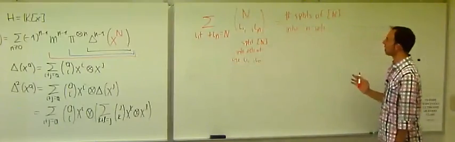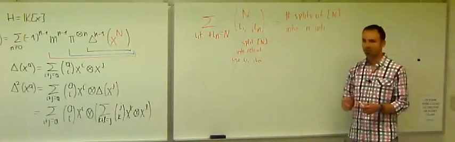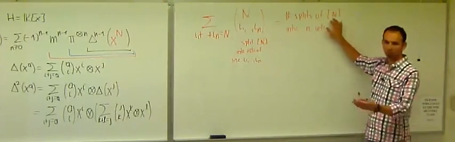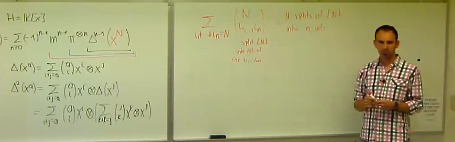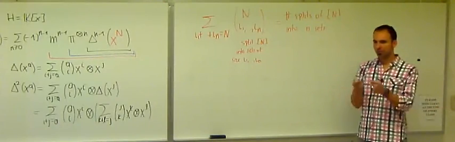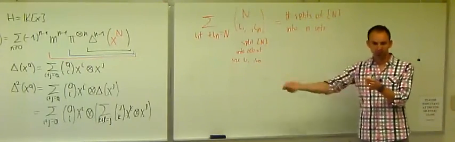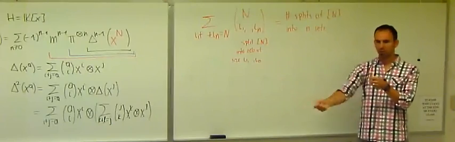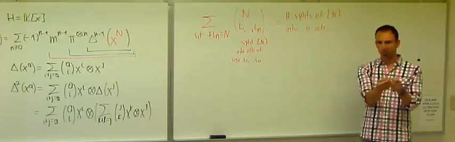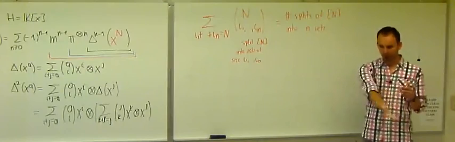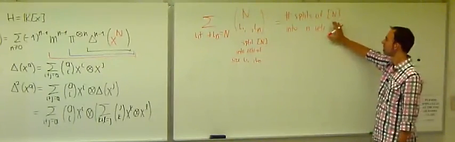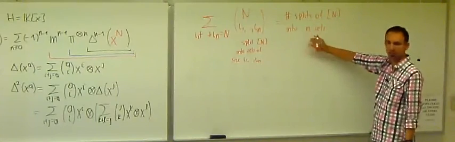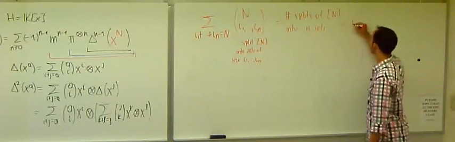So what is the number of ways of splitting the set 1, 2, up to capital N into small n sets? Well, you just have to say, take your first element. Where do you put it? You have lower n options. Take your second element. You have lower n options. Take your third element. You have lower n options. For each one of the elements, you have n sets to put it in. So this is just n to the N.